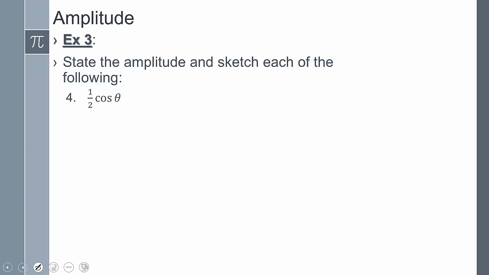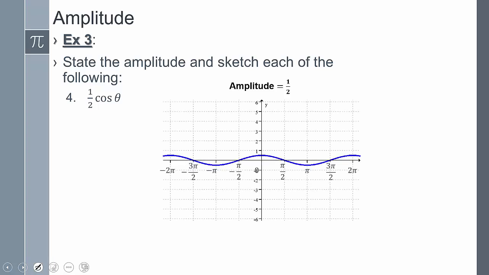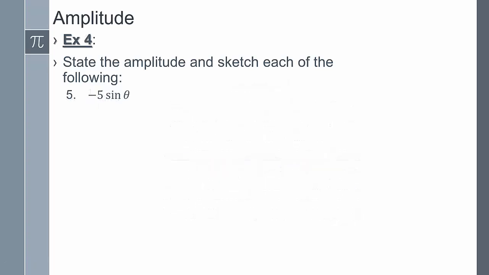Now you could also have a half. It just means your amplitude is half. That's a vertical compression. So I took my graph and I'm pushing down on it instead of pulling on it. And so we just have our amplitude of 1/2.